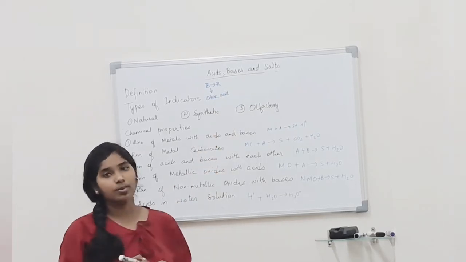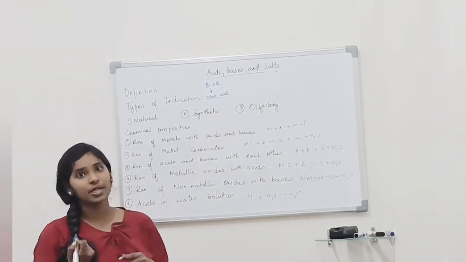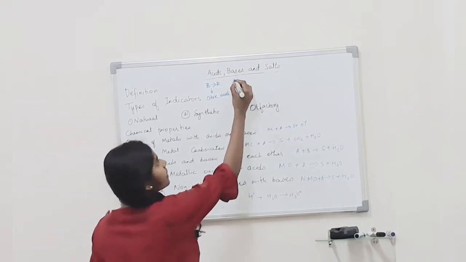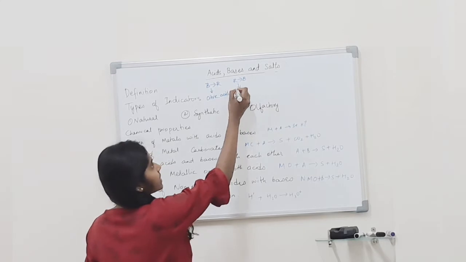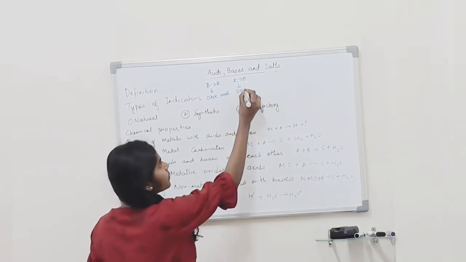And next, what is a base? Any substance that is bitter and turns red litmus into blue is termed as a base. An example of a base is your soap.